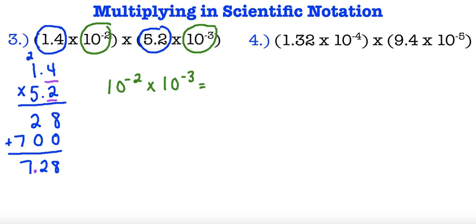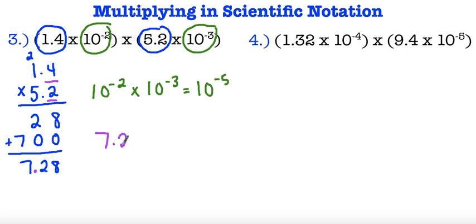And here our base is the same. So we're going to take our exponents and add them together. So I'm going to end up with 10 to the power of negative 5. And now we're going to put these two together for a final answer. We have 7 and 28 hundredths times 10 to the power of negative 5. And that is in scientific notation, so we're all good.